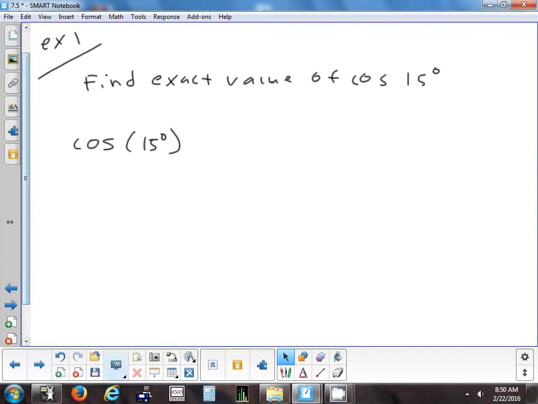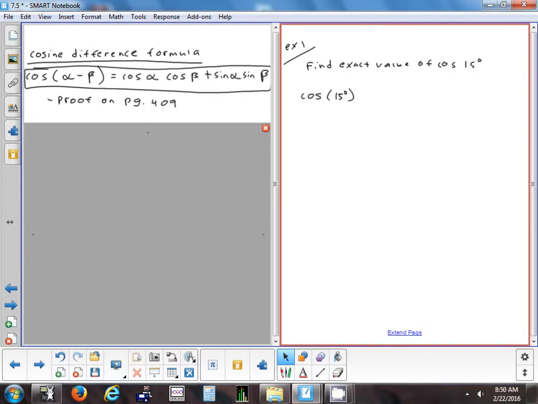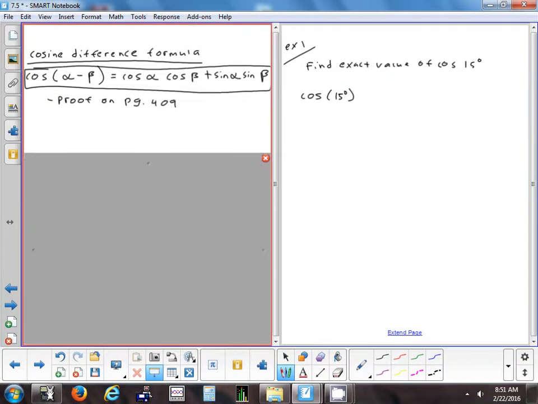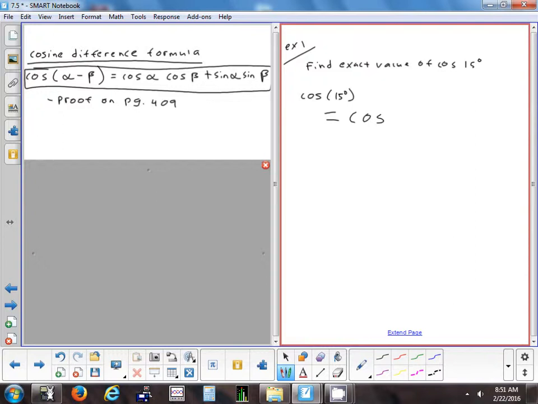All right, so I want to use that formula to try to figure out cosine of 15. Now, up until now, the only trig functions that we've done exact are angles that are multiples of 30 and multiples of what other number? 45.